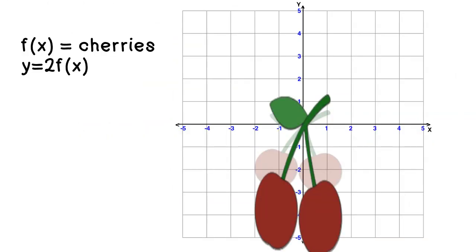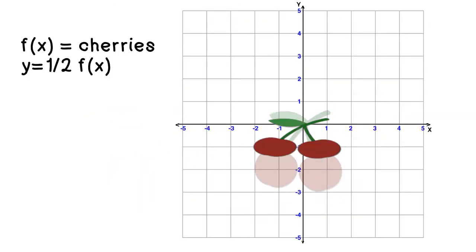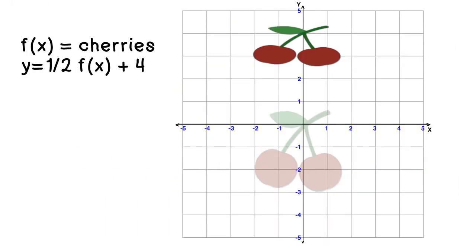If I multiply the outside of the function by 2, then the cherries get to be twice as tall. And if I multiply f of x by 1/2, or divide f of x by 2, which is the same thing, then the cherries become half as tall. We can combine multiples of these things, and so if I multiply f of x by 1/2 and add 4, then first it squishes it down to half the size, and then it raises it 4 units.